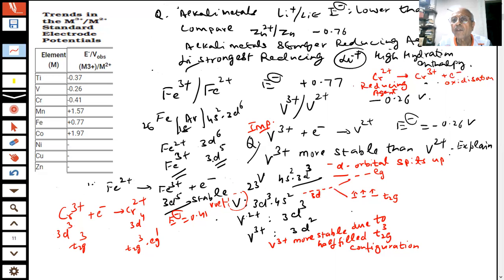Somewhere a question could be there. Chromium 2 compounds could act as a reducing agent, students. How many cases have we seen? Manganese, iron, zinc, and the extra stability of chromium also we have seen, students. So for chromium, which state will be more stable, 3 plus or 2 plus? Here 3 plus is more stable because it is going to get converted into T2G3, which gives extra stability to chromium.